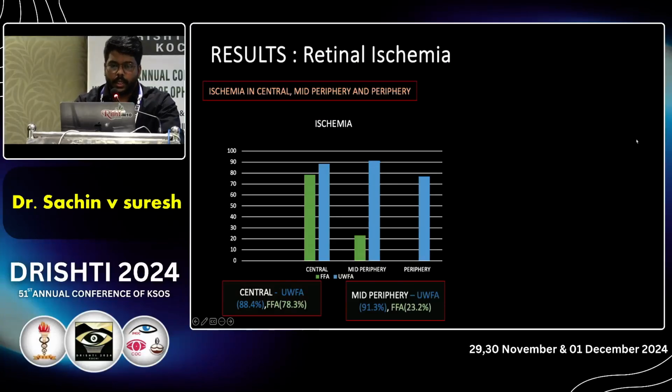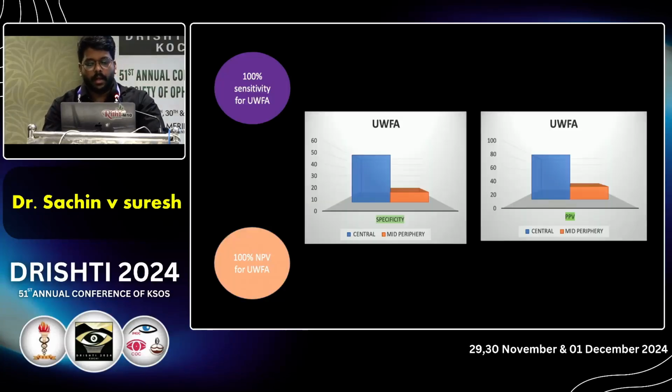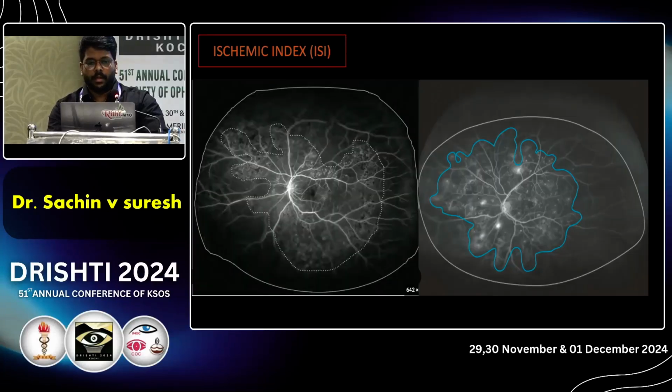Coming to the results, in the detection of retinal ischemia, the ultraviolet field had a higher hand in both the mid-peripheral and peripheral regions. The sensitivity and negative predictive value was 100% for the ultraviolet field, and the specificity and positive predictive value varied differently in the mid-periphery.